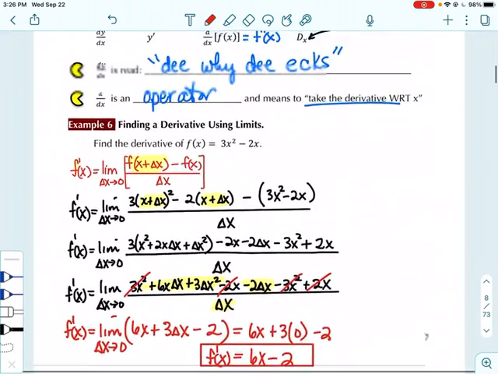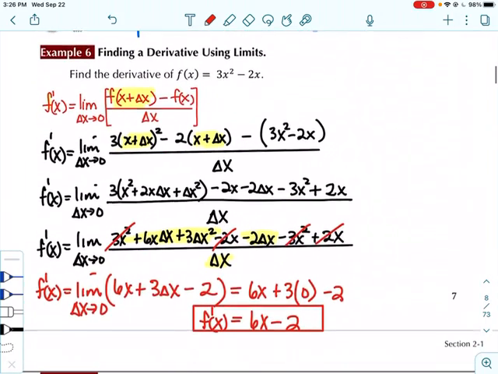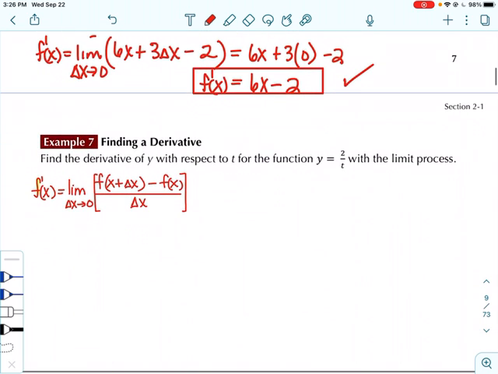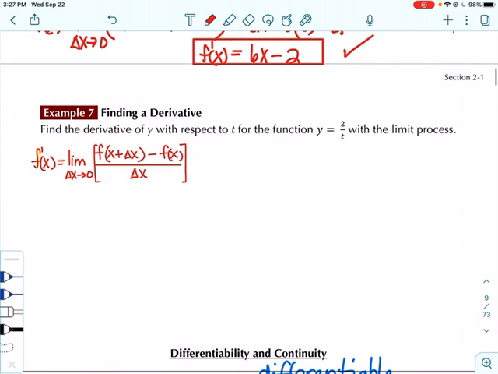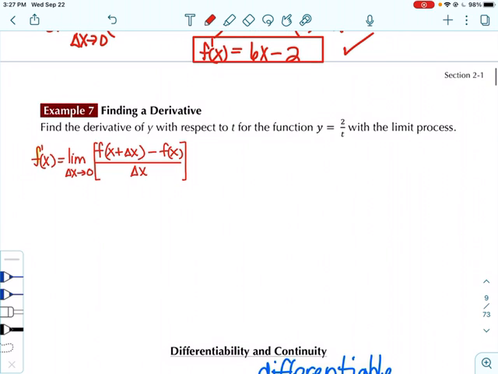Okay, that's that one. For example 6, this is our derivative. For the next example, find the derivative of y with respect to t for the function y is equal to 2 over t. So I'm going to make this my function, if you will, f of t. So then I have the limit as delta t approaches 0. Okay, so I'm just using t instead, of f of t plus delta t minus f of t all over delta t.